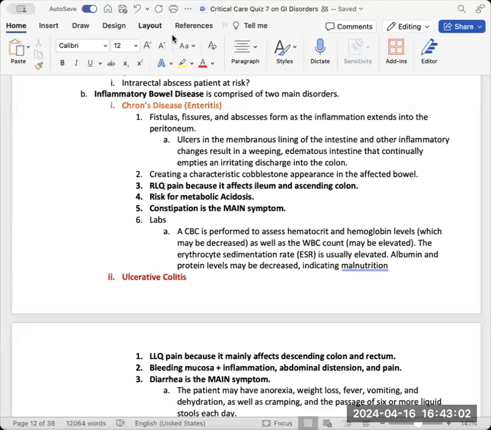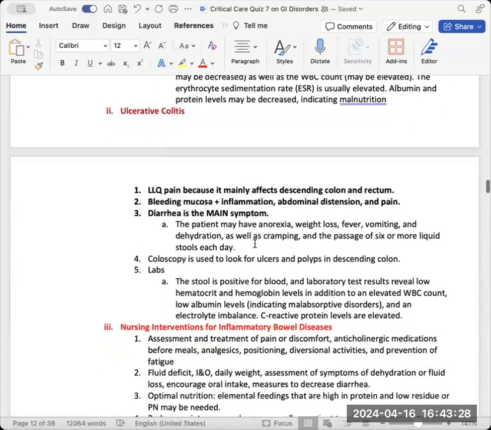Other things I wanted to add is that it could be caused due to fistulas, fissures, and abscesses that form this inflammation. And they also have ulcers. Ulcerative colitis and Crohn's disease both have ulcers, but the ulcers in Crohn's disease have a cobblestone pattern. And they're causing inflammation because they're weeping this irritating discharge into the colon. Whereas in ulcerative colitis, they're going to experience pain in the lower left quadrant, because it affects more the sigmoid and the rectum.